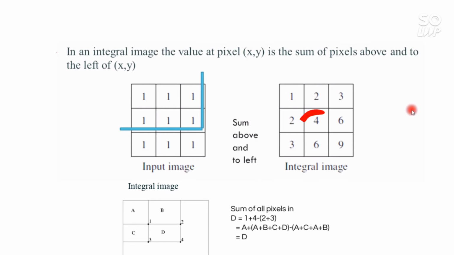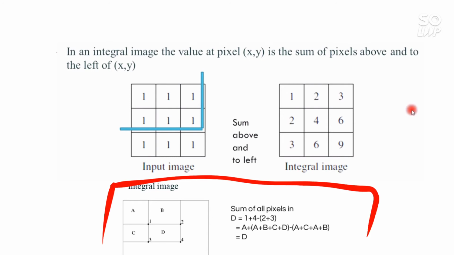If I try to find the value of this pixel of the integral image, what can we do? So this is the pixel. I sum all the pixels above and to the left: 1, 2, 3, 4. So here a 4 comes. Similarly, as you can see in the integral image, this is the formula for how it calculates the sum of the pixels.